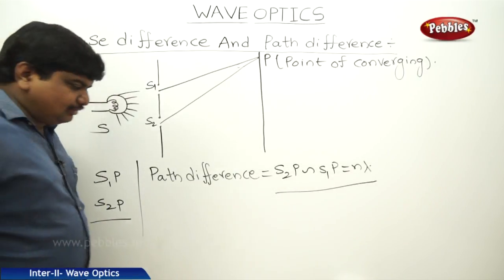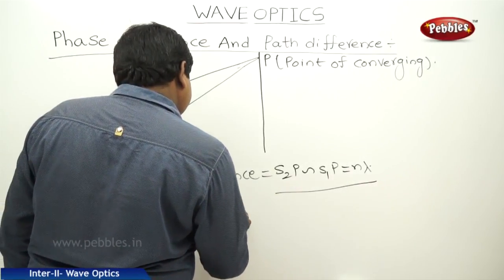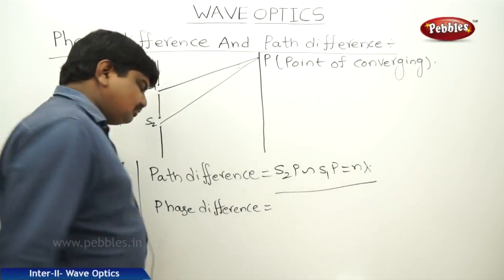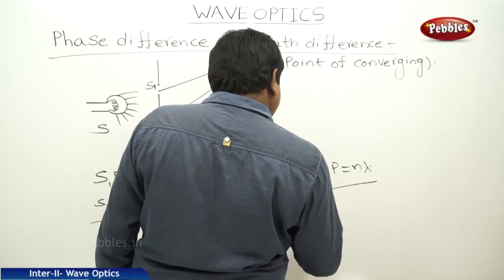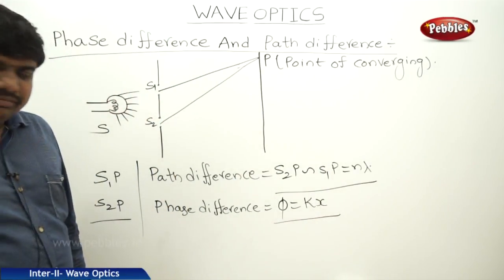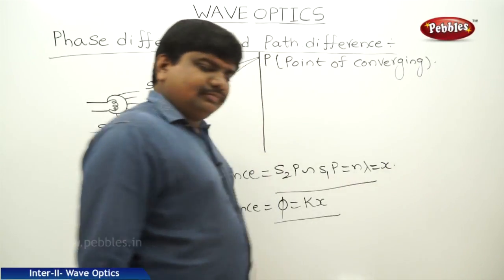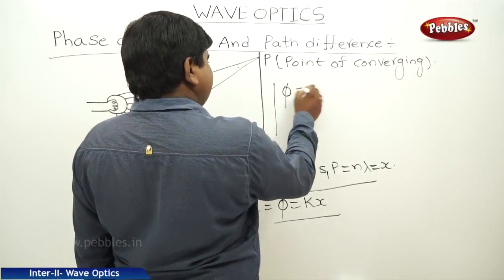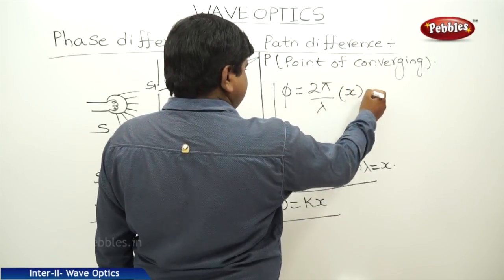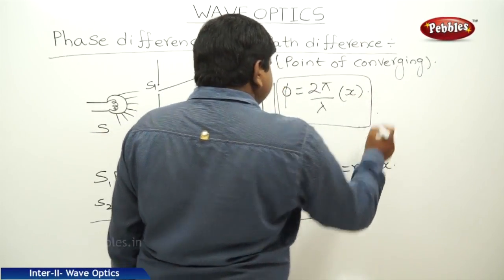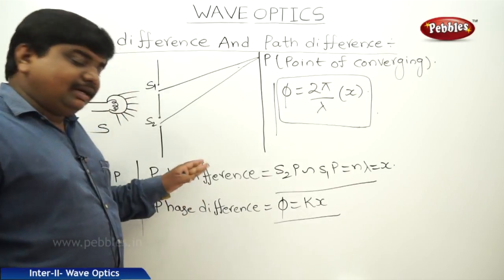So phase difference phi is equal to kx. K is the wave constant, and this n lambda is x. Therefore, phi is equal to k times x, which is equal to 2 pi by lambda into x. This is the relationship between phase difference and path difference.